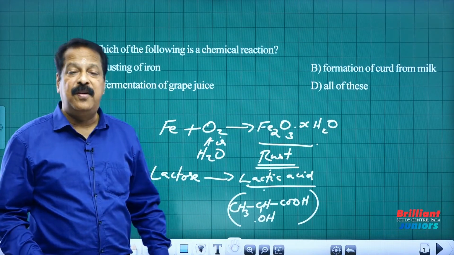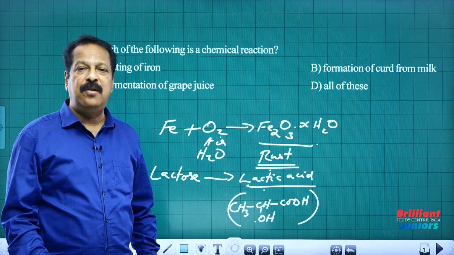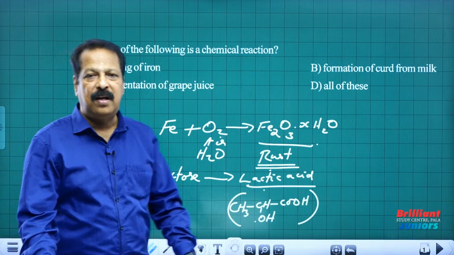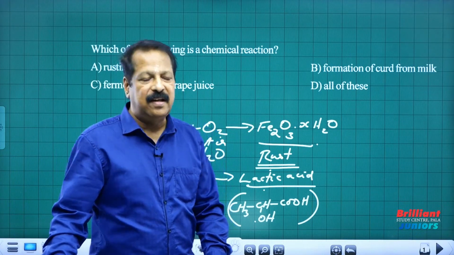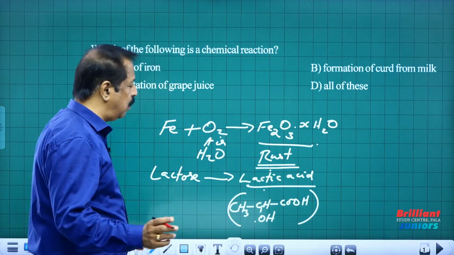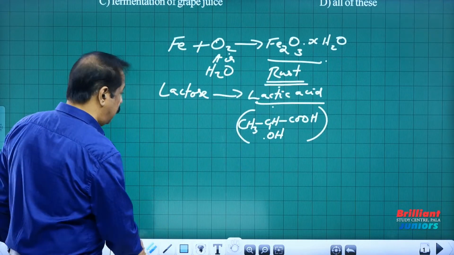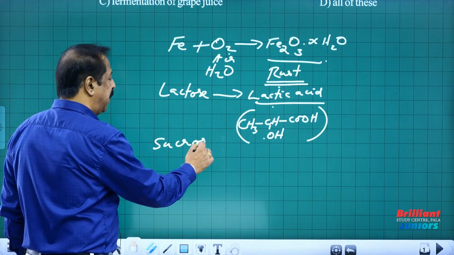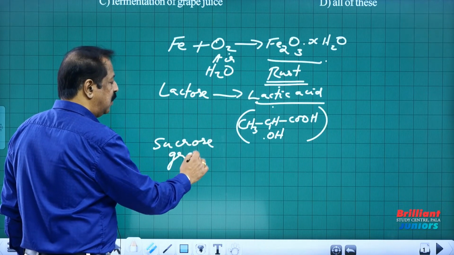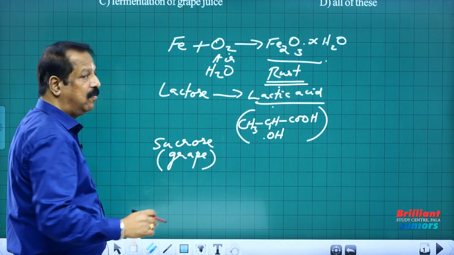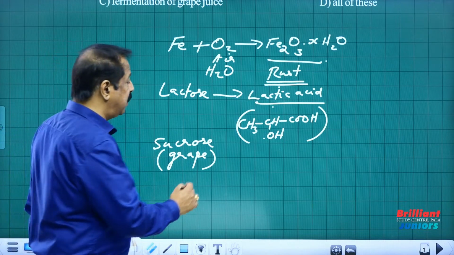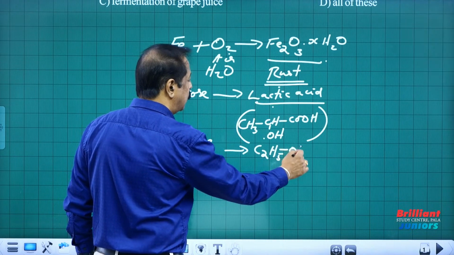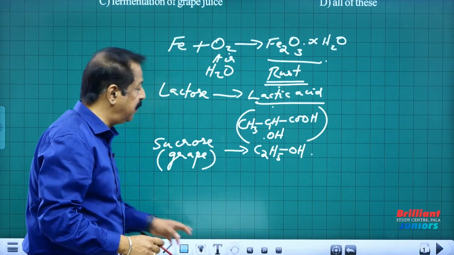And fermentation of grape juice. Grape juice contains sugar. And what's the sugar? Sugar is sucrose. Sucrose is C12H22O11 that gets converted into ethyl alcohol. So that is another example. So the third one is sucrose. Sucrose is present in grape, and sucrose has the formula C12H22O11 and it gets converted into ethyl alcohol, that is C2H5OH. So these are the examples of chemical reactions.